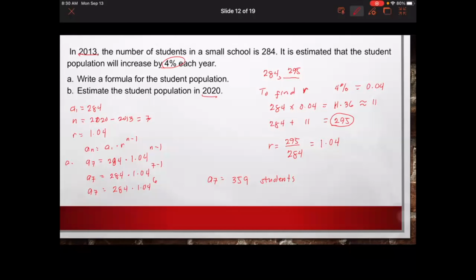Verification sa ating problem. Again, you can find for your R if we're going to multiply kung ano man yung given natin. So, how to get for the percentage? You have to move twice to the left. 4% is equal to 0.04 kasi nag-move siya. So, this 4%, yan, andito yan, 1, 2. Kaya nagkaroon siya ng 0.04.